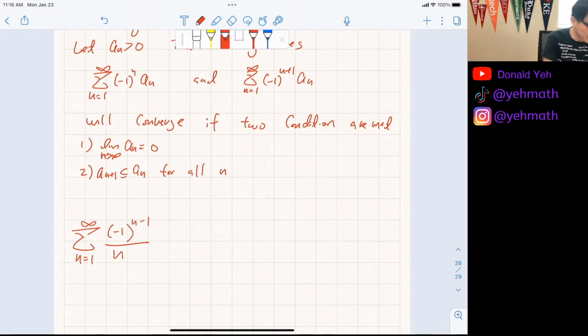So what we're going to do is actually do this question. This question is not harmonic, but instead of harmonic, it is alternating.